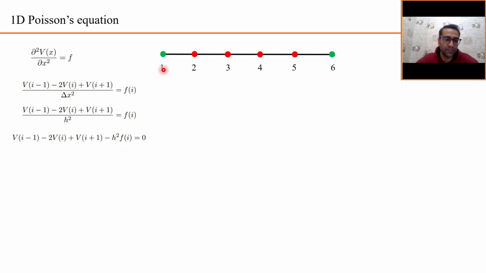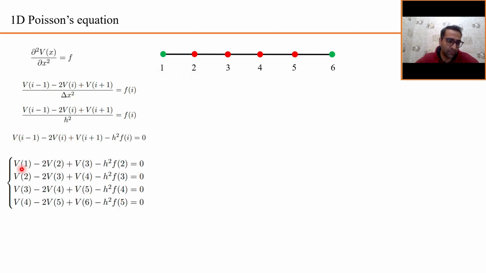And if we substitute all i here, we need to start from i equal to 2. Why? Because if we put i equal to 1, we will get v0 that does not exist. Therefore, by putting i equal to 2 until i equal to 5, we will simply get these 4 equations. And by changing i from 2 to 5, we will generate all of v1, v2, v3, v4, v5, and v6.